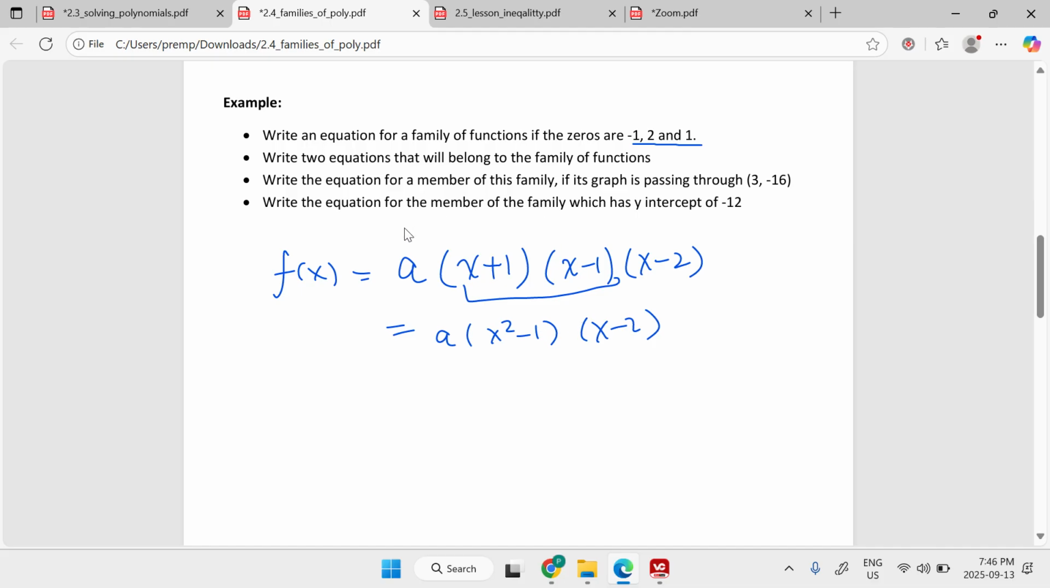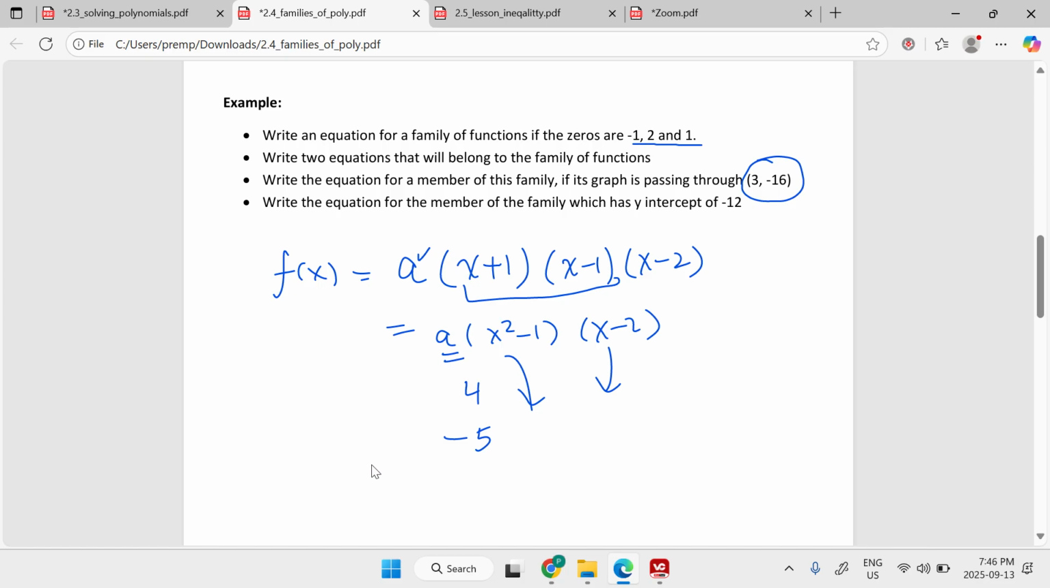And then they are asking to write two equations that belong to the family. Two equations means just change the value of a. Sometimes you can use maybe 4, sometimes maybe minus 5, and keep the other things the same. So you have the family. Write the equation for a member of this family if its graph is passing through 3 and negative 16. When they give you a point, they basically want you to figure out the value of a.